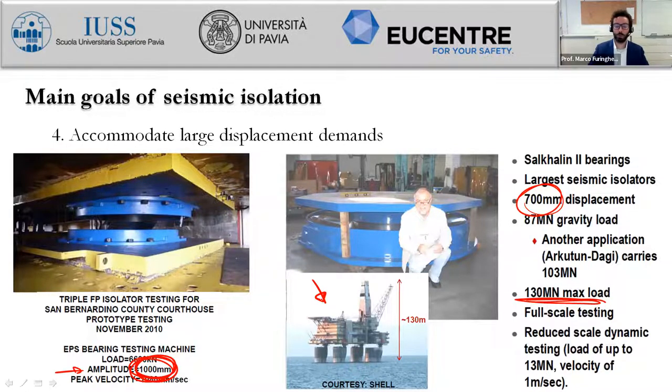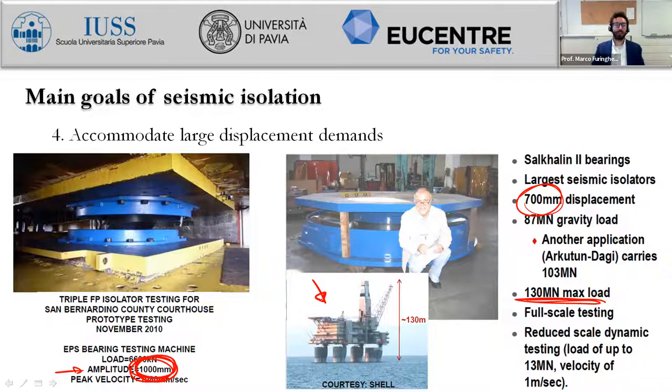It could not be reasonable for ordinary applications, for buildings for instance, because from the economic point of view it would not be sustainable. But for nuclear power plants, it is much worse to get failure of devices rather than to install very large devices which can accommodate very large displacements. This was one example. You have up to 1 meter, but he told me that he also designed some devices which can reach up to 1.5 meters of lateral displacement.